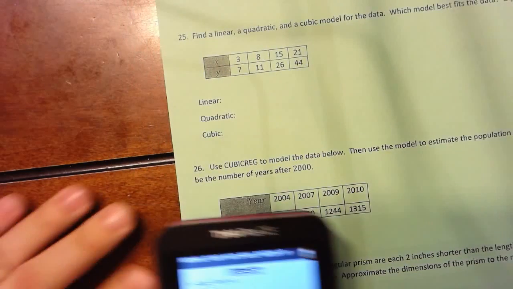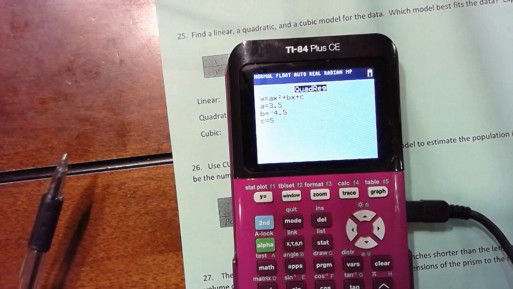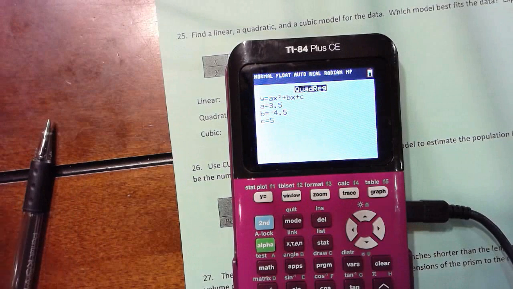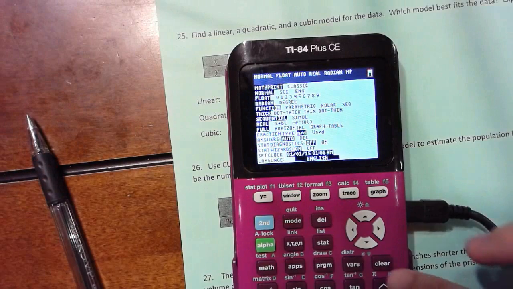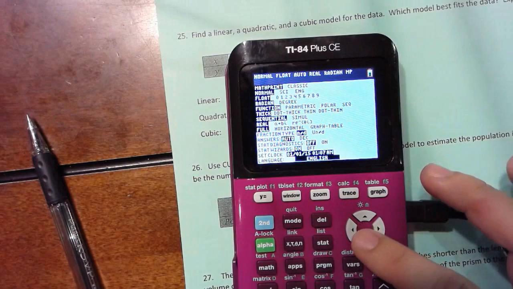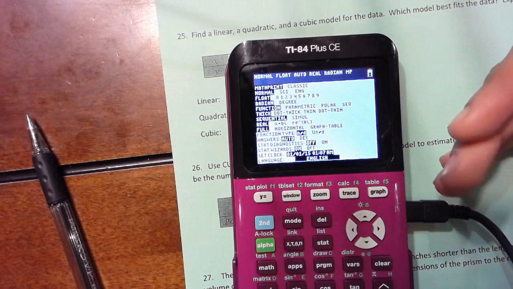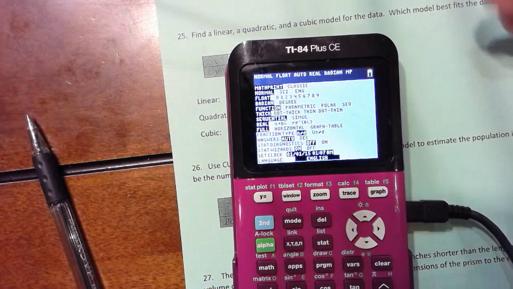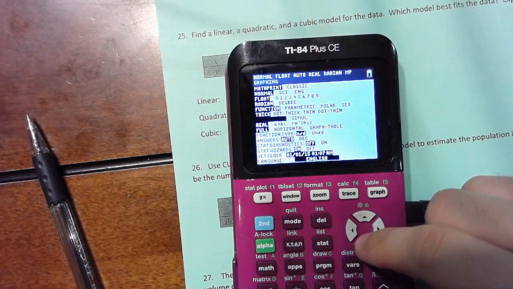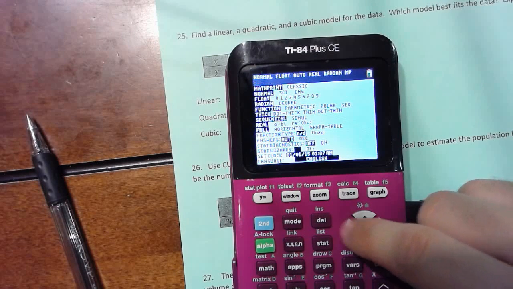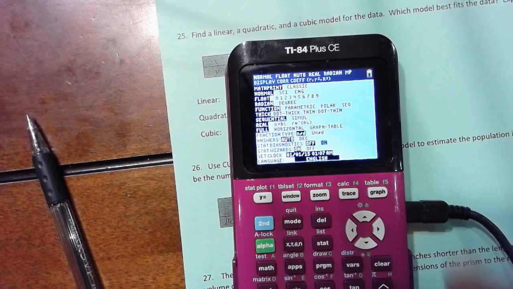Number 25, find a linear, quadratic, and cubic model for the data. Really quick, I'm going to show you, most of you, how to turn on the r squared. I clicked mode, and there's a bunch of different options, a lot more than I'm used to seeing. If you go all the way down, there's a stat diagnostics. Mine's off right now. I can turn it on.